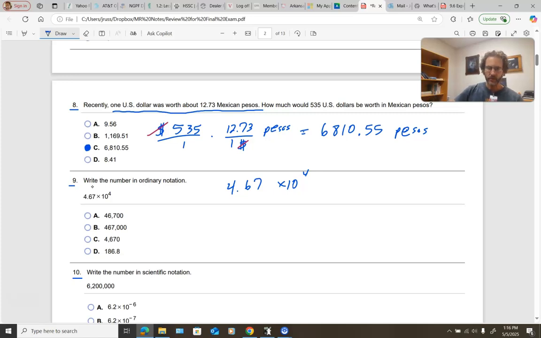So guys, remember, think about it like this. 10 to the 4th is a big number. So to make this number big, we need to move the decimal to the right. That'll make it bigger. I'm going to move it to the right 4 places. Okay, 1, 2, 3, 4. And if we fill in those empty places with zeros, we're going to have 46,700.